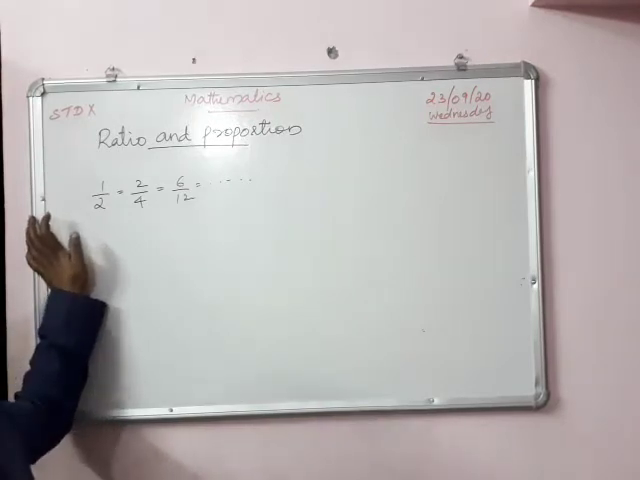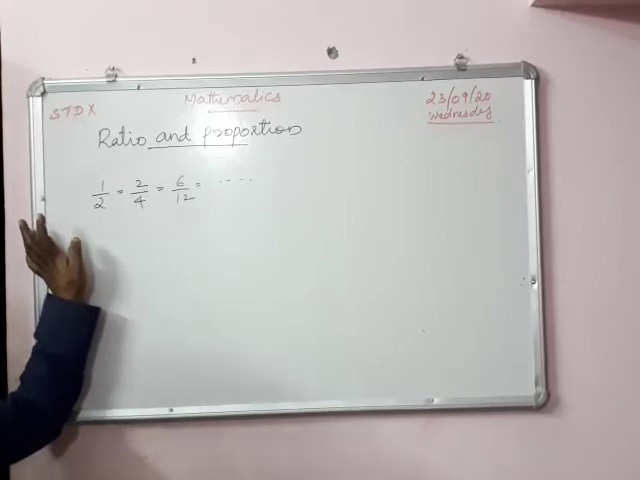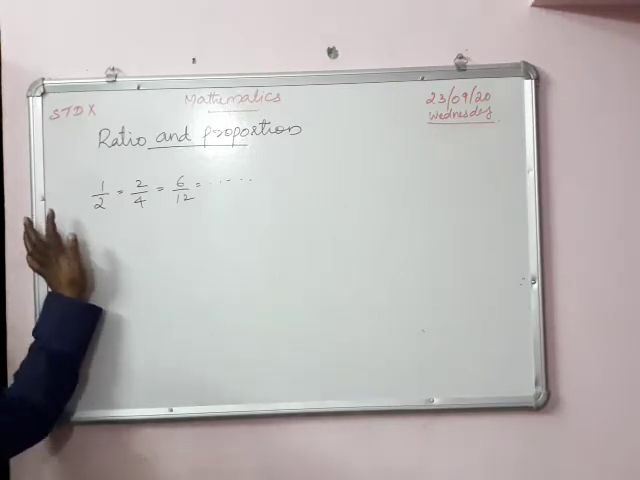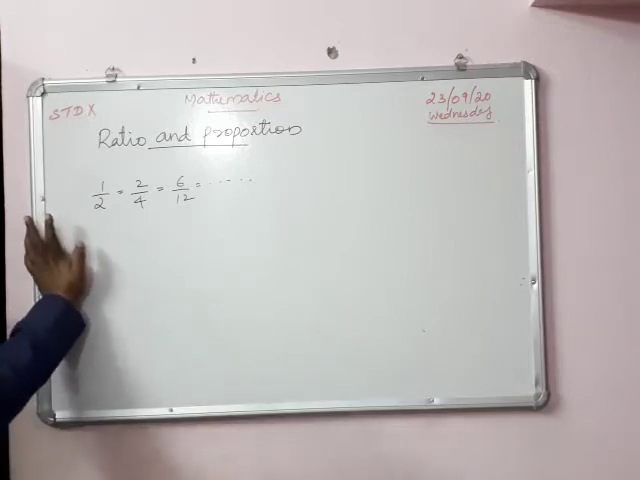Next, continued proportion. So now we have discussed what is ratio and what is proportion. Just write the notes. What is ratio, what is proportion. Then third one, continued proportion. What do you mean by continued proportion? That is a new term, I think a new term for you.